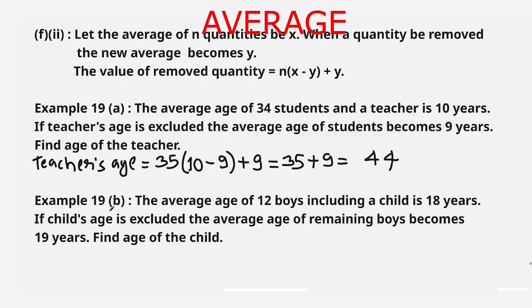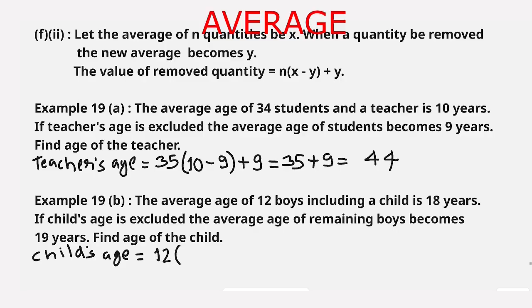Example 19b. The average age of 12 boys, including a child, is 18 years. If the child's age is excluded, the average age of the remaining boys becomes 19 years. Find the age of the child. Child's age equals, here n is 12. The number of total boys including the child is 12. So n equals 12.